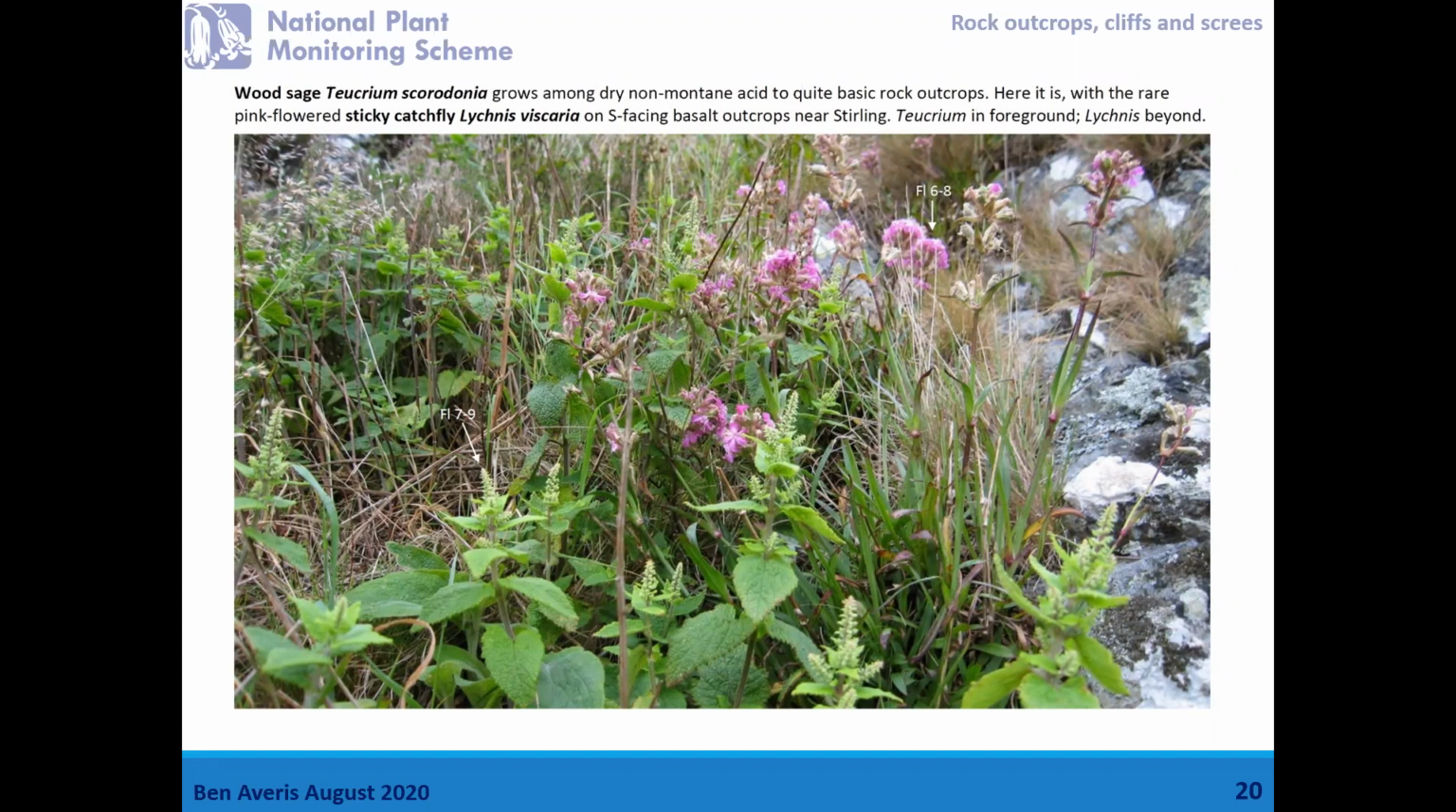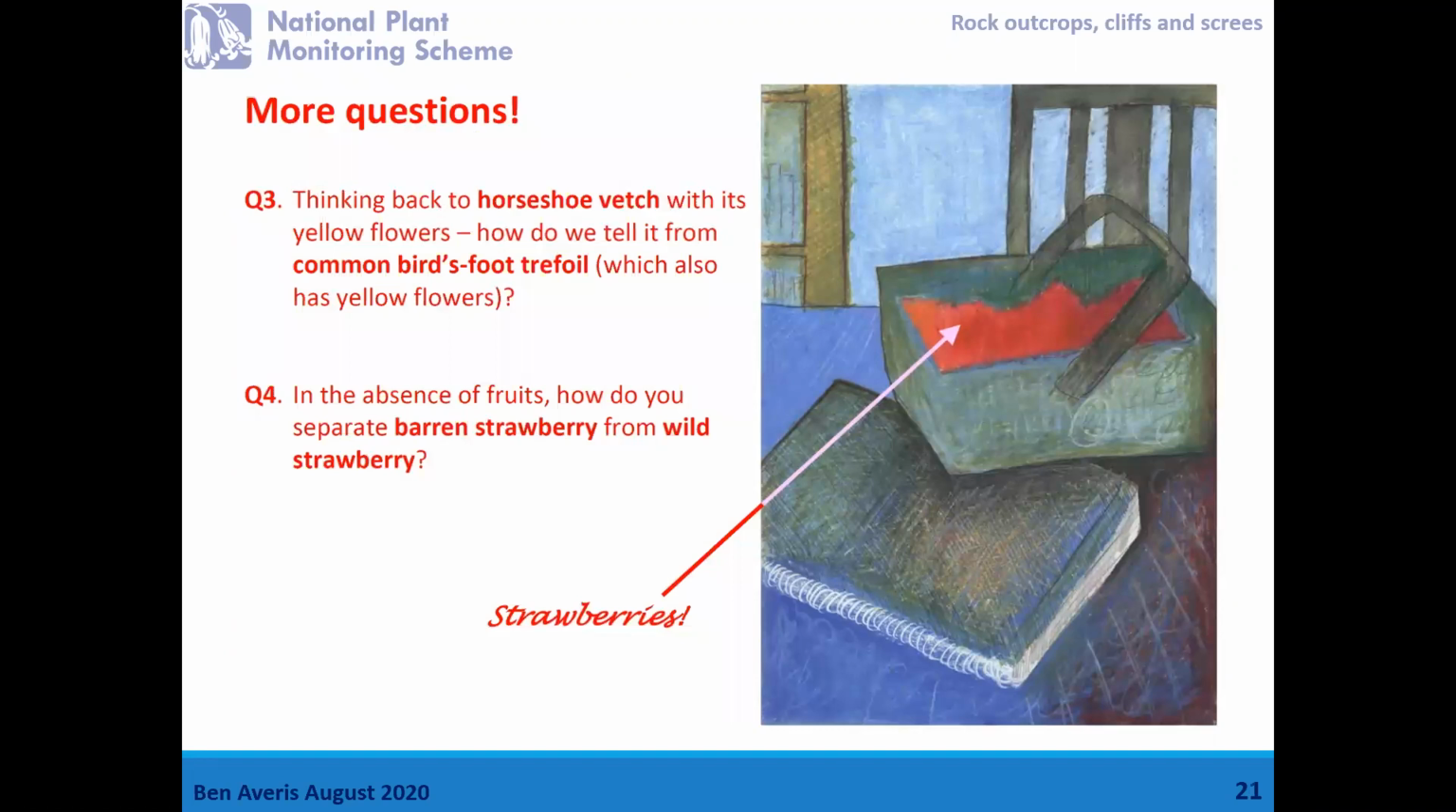and at some point we'll take a break, but first, next page, we've got a couple of quick questions, one of them about horseshoe vetch with those yellow flowers. How do you tell it from the bird's foot trefoil, which is also a very common thing, which I did mention. And the other one, how to tell those two strawberries if you haven't got any fruits. And I'll give you a wee while to do that.